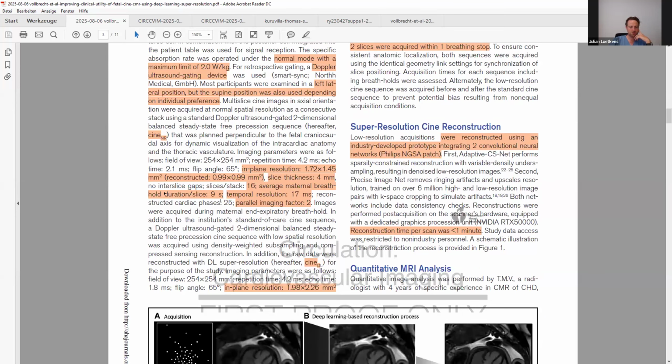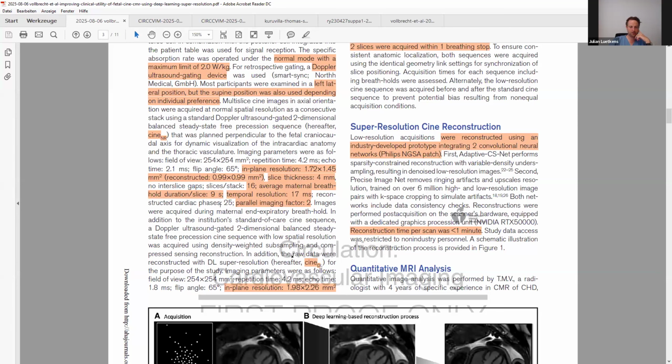And then, which is maybe interesting, are the sequence parameters of our normal resolution Cine stack, which uses parallel imaging. The in-plane resolution was 1.7 times 1.5, and it was reconstructed to 1 times 1 square millimeter. Slice thickness was 4 millimeter, in a continuous stack of 16 slices, and the average breath-hold duration for 1 slice for the mother was 9 seconds. Temporal resolution was 17 milliseconds.